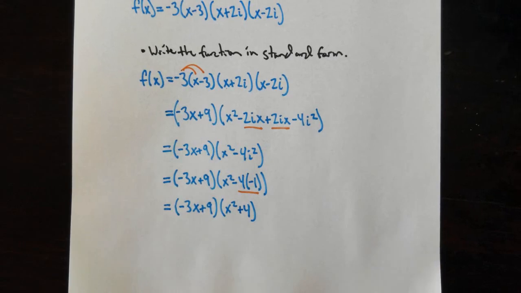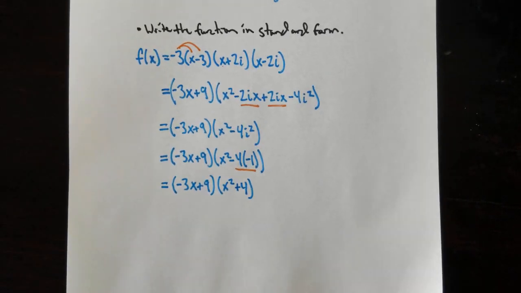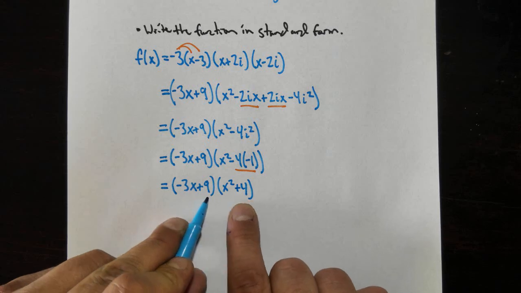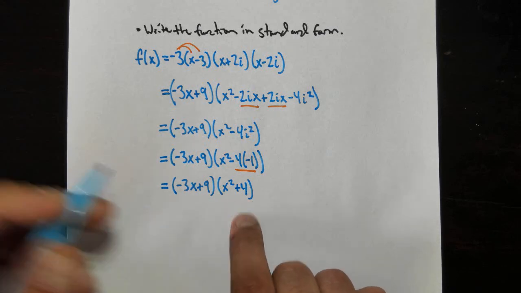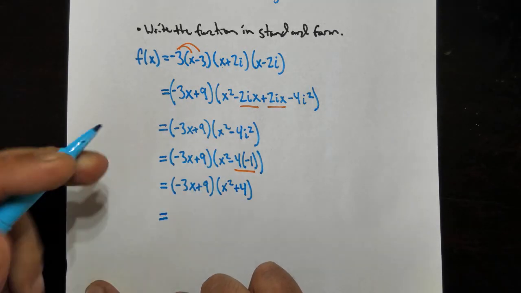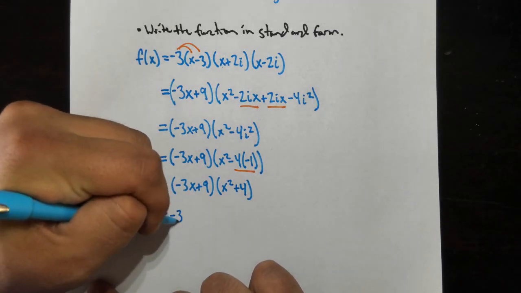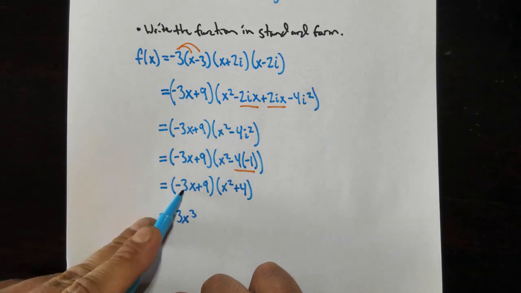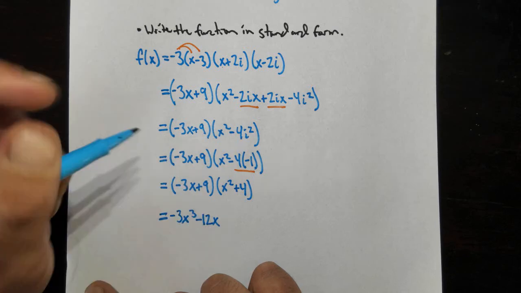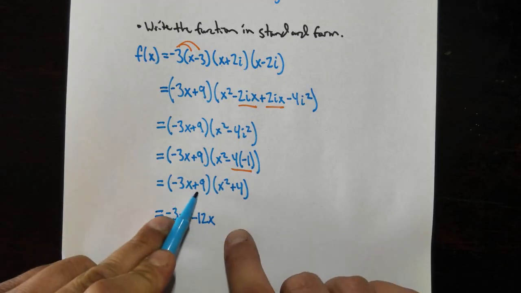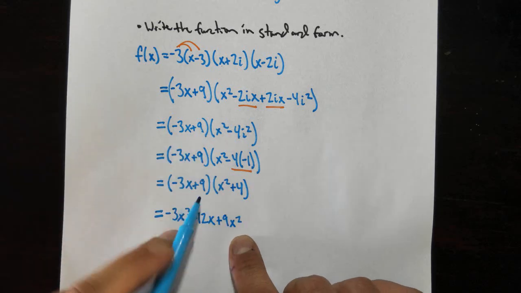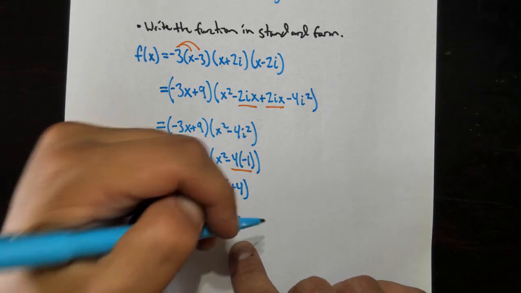And then finally we can multiply these together now. So we're going to multiply the negative 3x to both of these, and we're going to multiply the 9 to both of these in the second term. So negative 3x times x squared is negative 3x cubed. Negative 3x times 4 is negative 12x. And then 9 times x squared is 9x squared. And then 9 times 4 is 36.